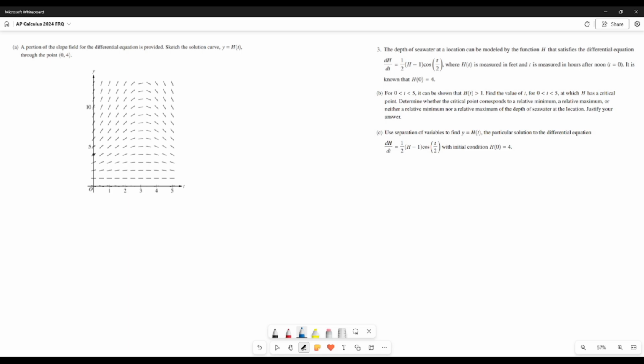But really it's pretty simple. All you do is just start at this point and then roughly follow the shape of the curve, and that is that question done.